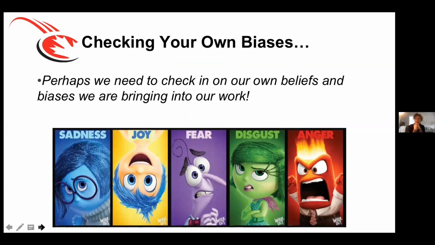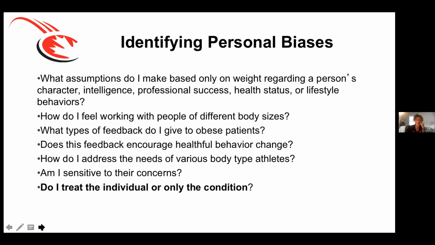We may not realize we have these biases because we work in sport and we're so driven to high performance that some of these things are hidden. So what assumptions do I make based on weight regarding a person's character, intelligence, professional? These are some of the questions that the questionnaire goes through. How do I feel working with people of different body sizes? What types of feedback do I give? This is more from a clinical health professional standpoint. Does this feedback encourage healthy behavior change? How do I address the needs of various body types of athletes?